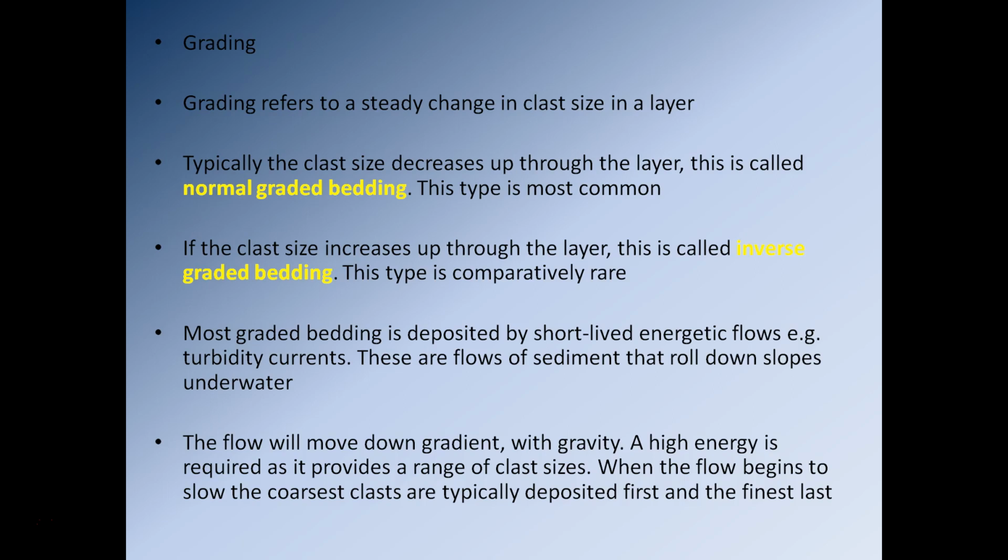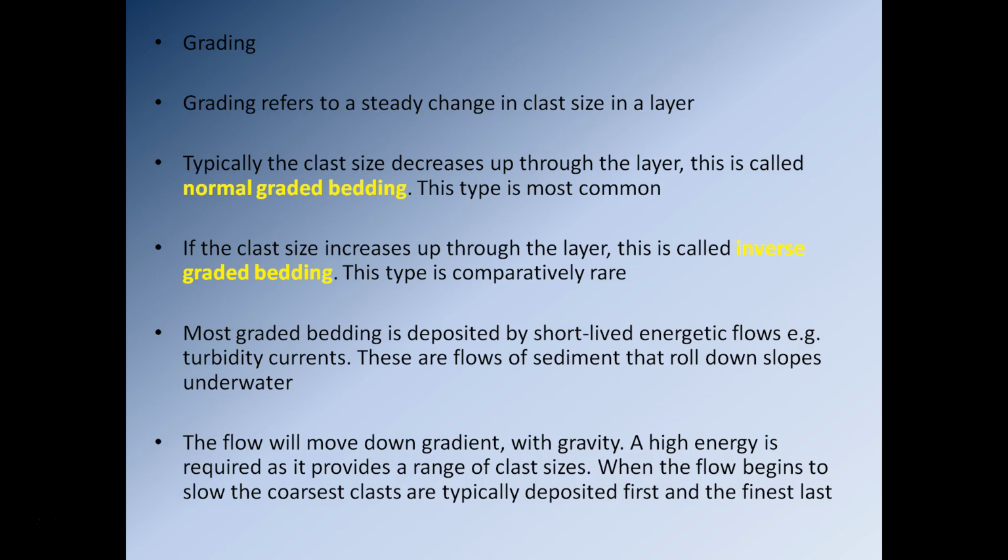So once again, in the case of normal graded bedding, what you're going to have is a layer, and you're going to have the largest class at the bottom of that layer, and you're going to have the smallest class at the top of the layer, and you're going to have a gradual transition in class sizes going from the bottom of the layer to the top of the layer. So that's normal graded bedding, and that's by far and away the most common type of graded bedding.